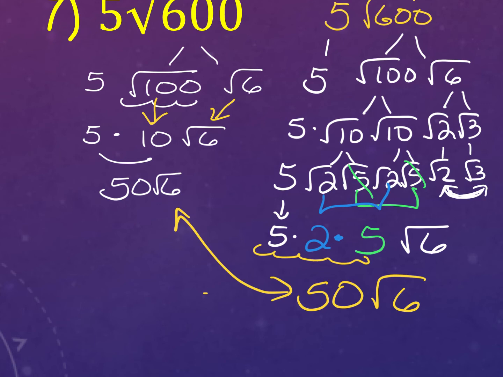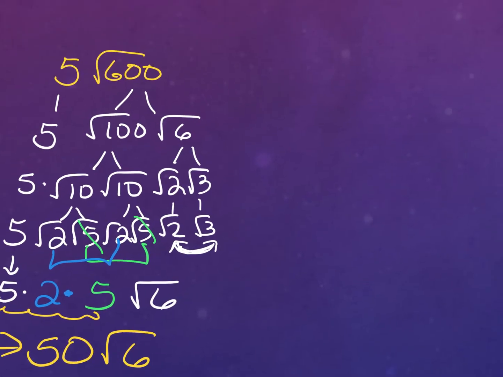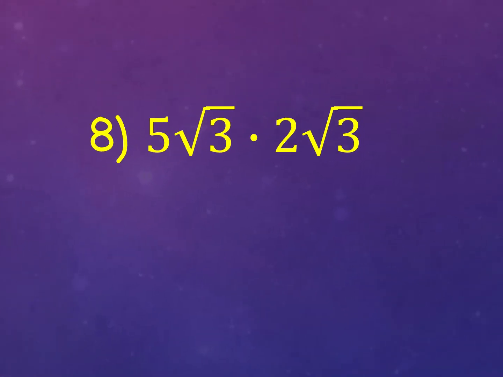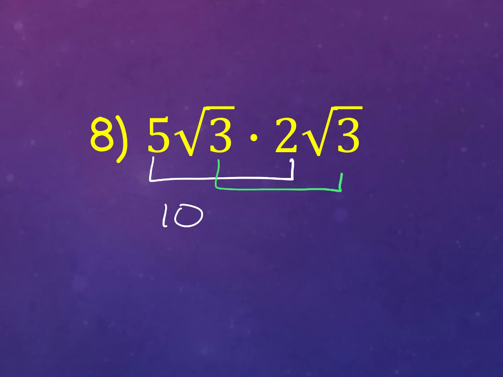Let's try example 8. Now, here's where we're multiplying. When we multiply two square roots, or numbers that have square roots, I can only multiply numbers that are outside the radical together and then numbers inside the radical together. So what I would be doing here is multiplying the 5 times 2 and get 10, and then I would multiply the 3 times 3.